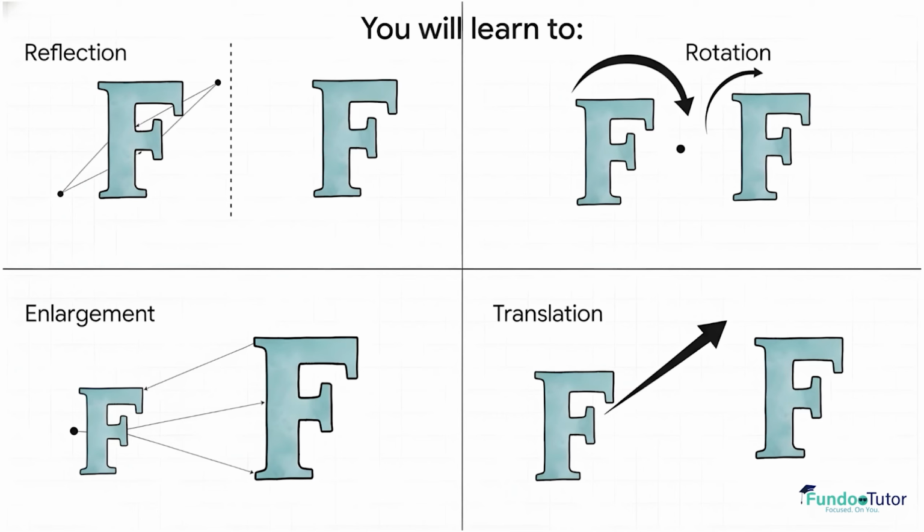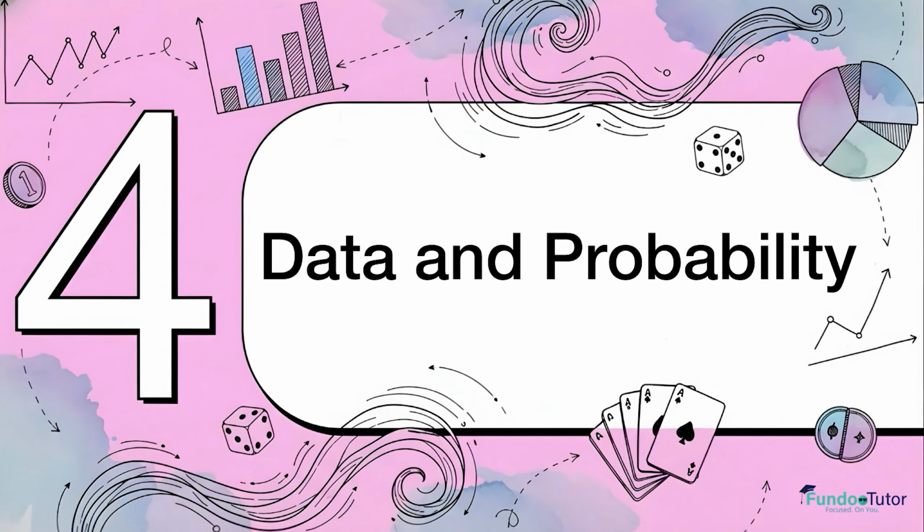You can reflect it, like in a mirror, rotate it around a single point, enlarge it, making it bigger or smaller, or translate it, which is just a fancy way of saying you slide it to a new spot using a vector. And for our final section, we're moving into what is maybe one of the most important parts of math today: how we deal with data, uncertainty, and chance in the real world.